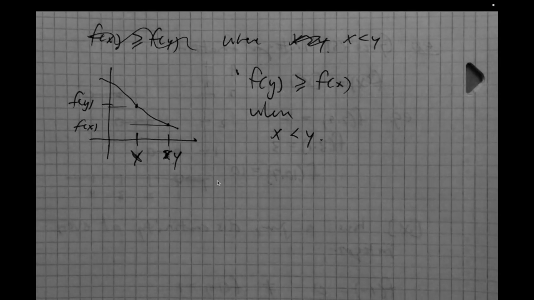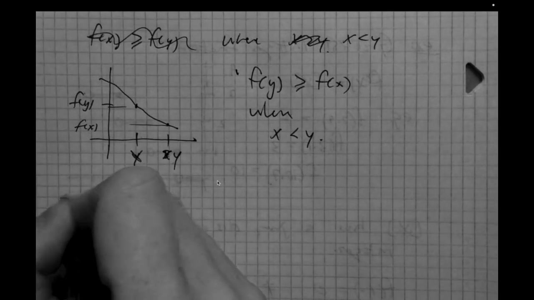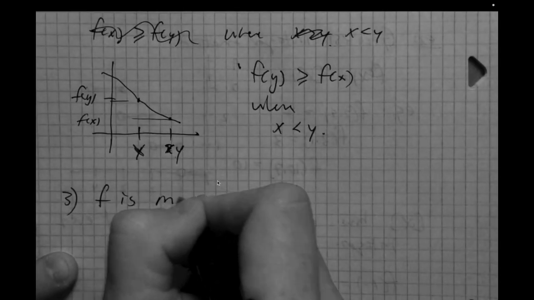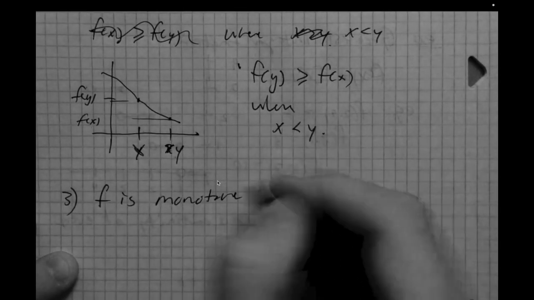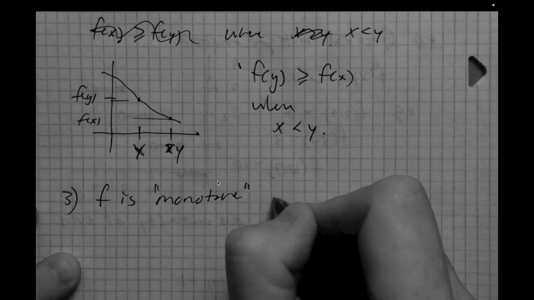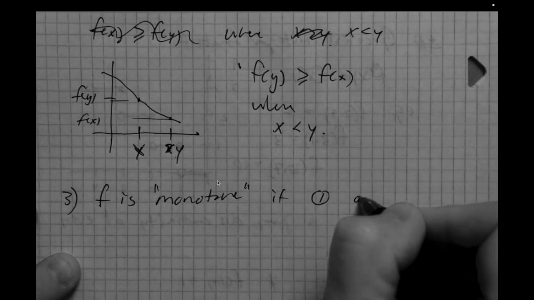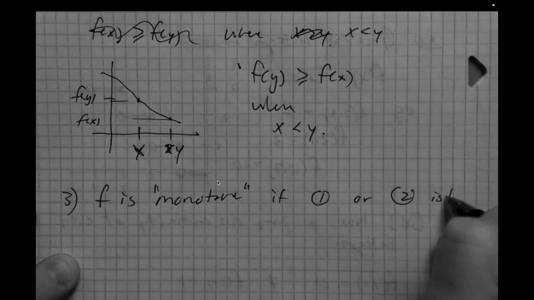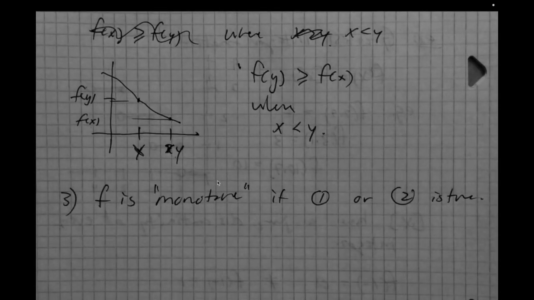It's like the reverse, right? And then we say overall f is monotone in general if 1 or 2 is true. This is just a shorthand. If it's monotone increasing, we'll frequently just say, oh, that's a monotone function. If it's monotone decreasing, we'll say, oh, it's a monotone function. Obviously, 1 and 2 can't both be true.